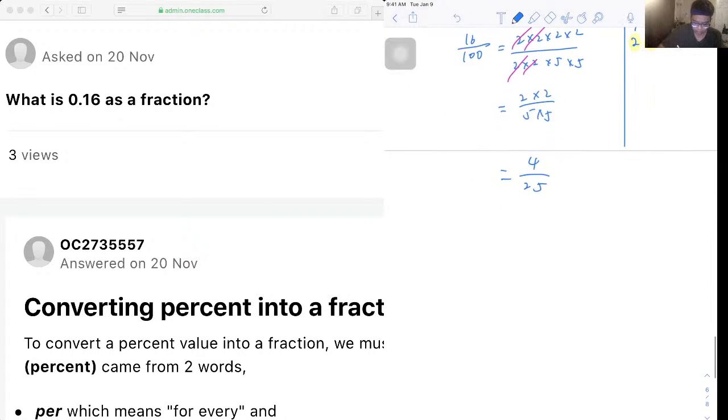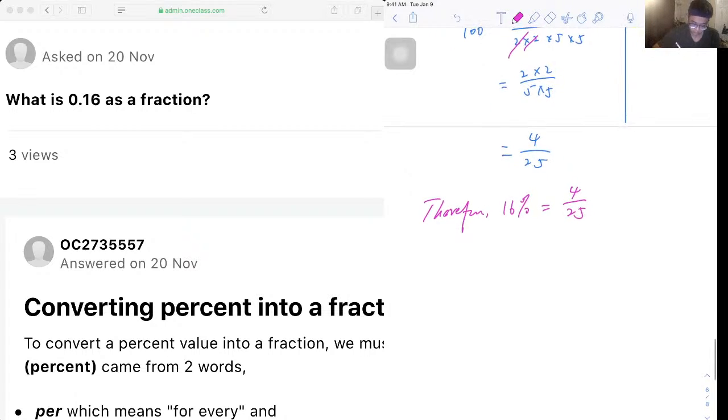So we can write our conclusion. Therefore, 16% is equal to 4 over 25 in fraction form.